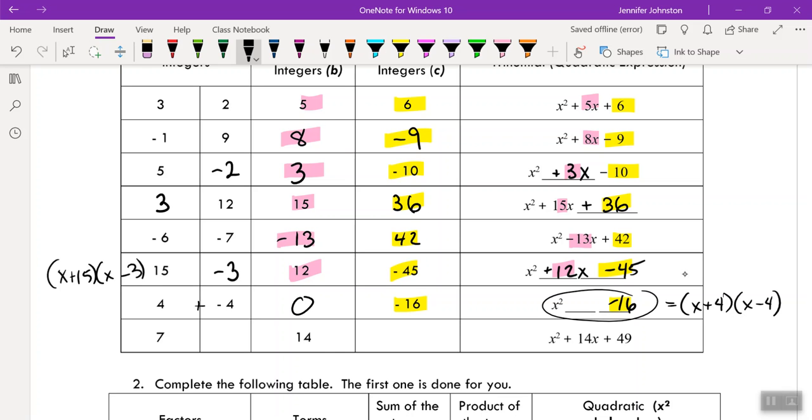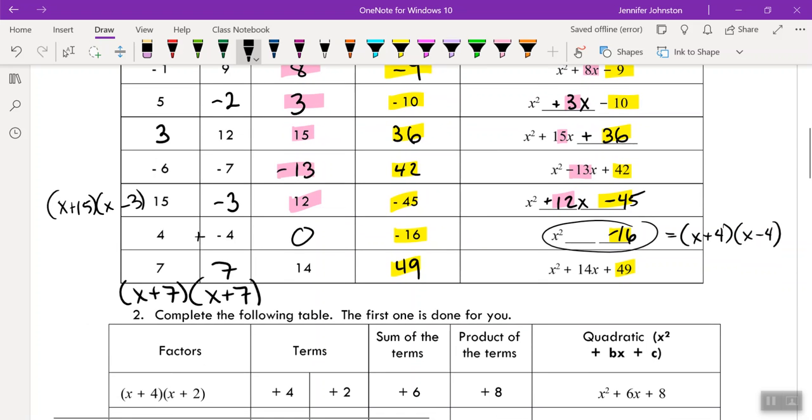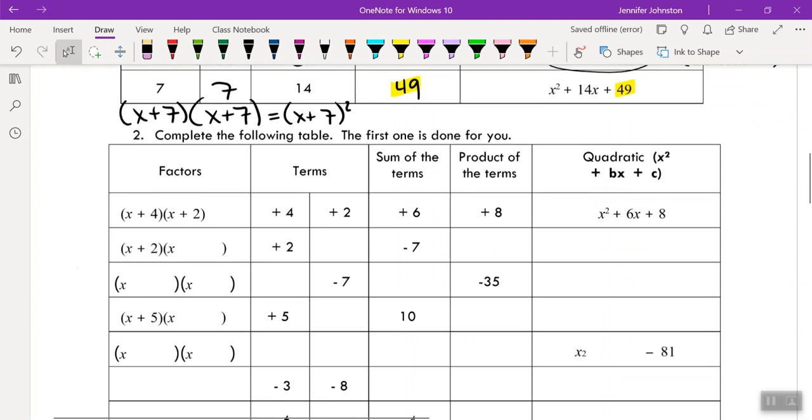That's it. All right, and then our last one here, we can see that the last value is 49. So we're going to write that there. The middle number is 14. What are two numbers that multiply to give us 49, add to give us 14? 49 is 7 times 7. So the answer here would be x plus 7 and x plus 7. That's a perfect square trinomial because it's x plus 7 squared. They're two identical.